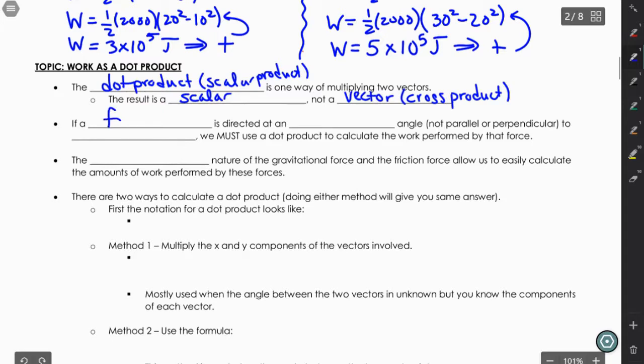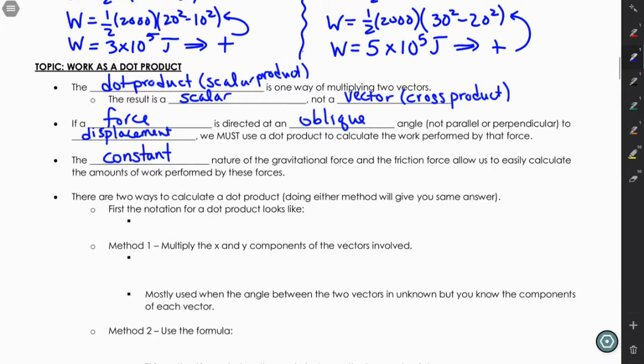So now, if a force is directed at an oblique angle, okay, and oblique just means not parallel or perpendicular, right, to the displacement, which is for the most part what will happen in the real world with this concept of work, you must use a dot product to calculate the work performed by the force. Now, we're going to make the assumption that the force is going to be constant. So the constant nature of the gravitational force and the friction force will allow us to easily calculate the amounts of work performed by these forces, right?